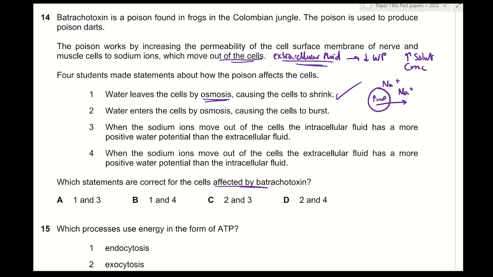For two, water enters the cell by osmosis, causing the cell to burst. Now, this is incorrect because of what we just mentioned. Three, when the sodium ions move out of the cells, the intracellular fluid has a more positive water potential than the extracellular. So, a more positive water potential means a higher water potential. Now, as we all know, when sodium ions move out of cells, the water potential inside the cell increases and the water potential of the extracellular fluid actually decreases due to the increased sodium concentration outside. Therefore, 3 is correct. And 4, when the sodium ions move out of the cells, the extracellular fluid has a more positive water potential. No, this is incorrect. It would have a more negative water potential. Therefore, the correct answer must be A.